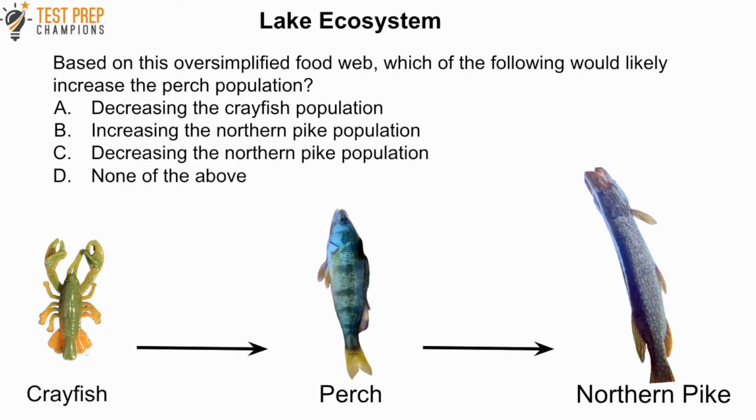I know that this can be confusing, which is why I'm going on a mini rant here and just repeating this over and over again. You're probably getting tired of me saying it, but I just want to point out here one more time that the arrows always show the flow of energy. They don't show what eats what. So in this diagram here, food web, whatever you want to call it, the perch eat the crayfish and the northern pike eat the perch.